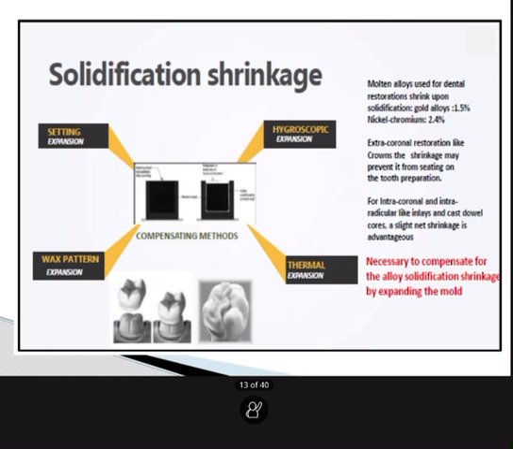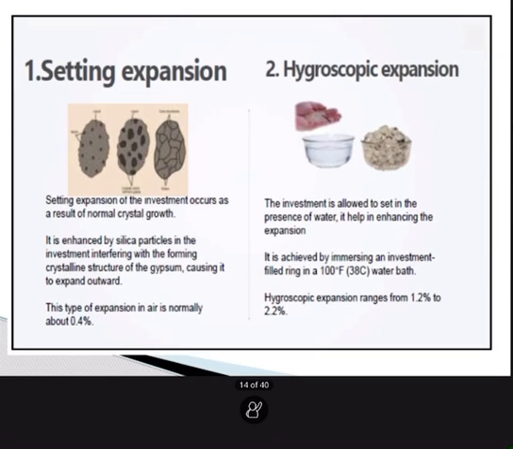There are some factors to compensate for this solidification shrinkage. That is setting expansion, that is wax pattern expansion. You can go for thermal expansion. You can go for hygroscopic expansions. And what are these expansions? What is the setting expansion?